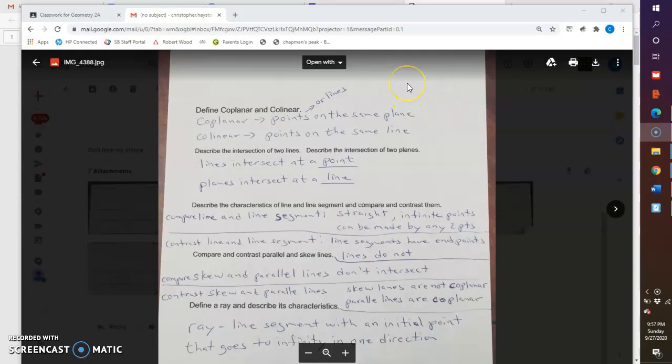All right, guys, so here's going to be the Geometry Chapter 1 test review answer key. We'll have worked on the review in class, but here's the answer key.